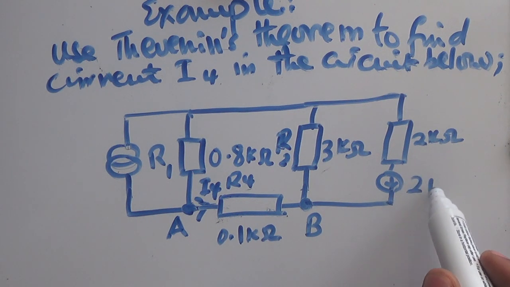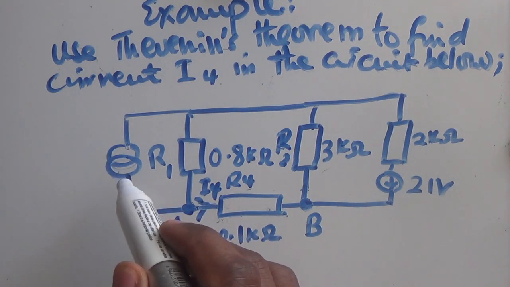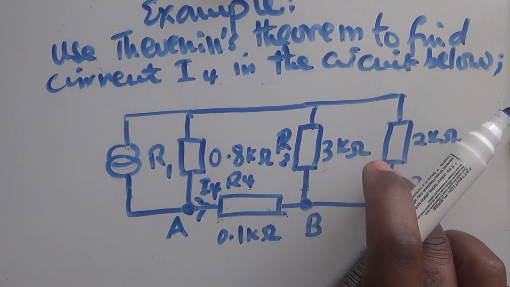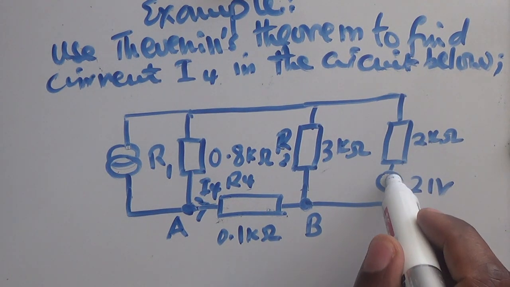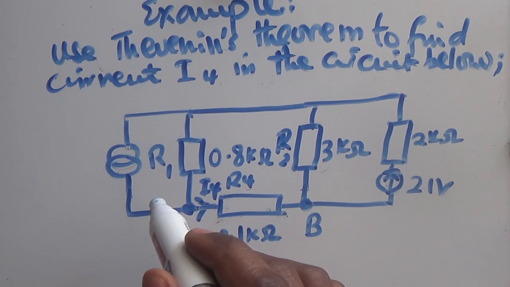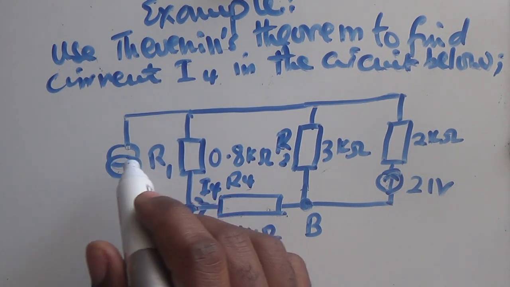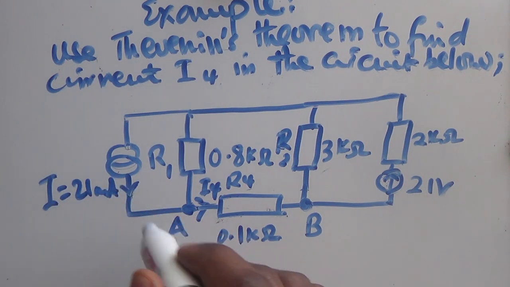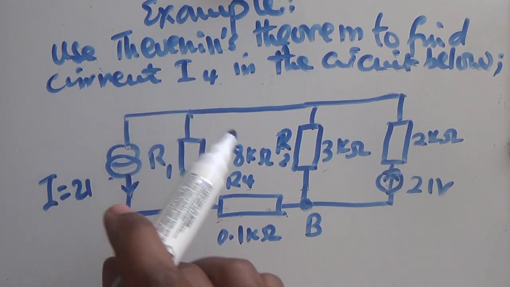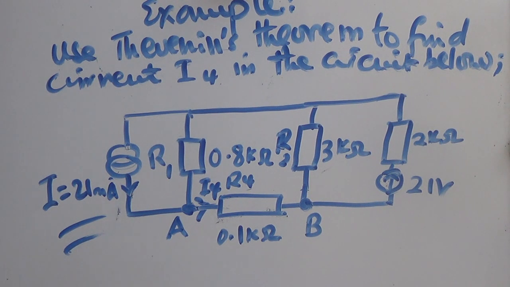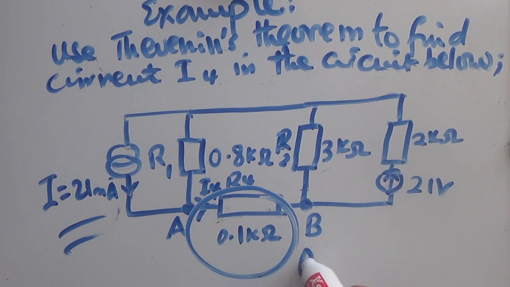This is about 21 volts. The voltage is going up like this, the arrow, and then here we have the current going downwards, and this current here is 21 milliamps. So this is our equivalent of the RL.